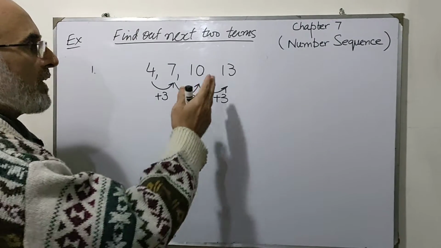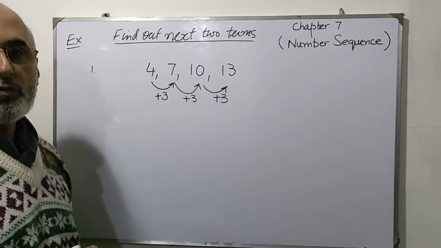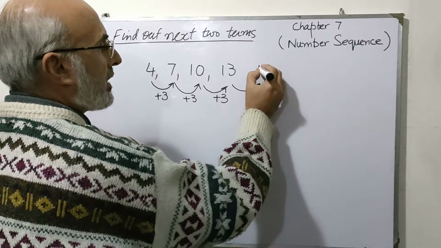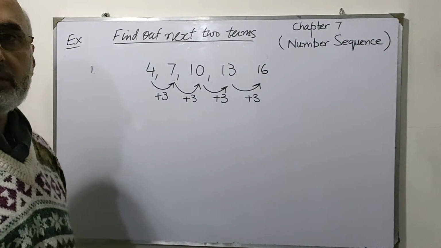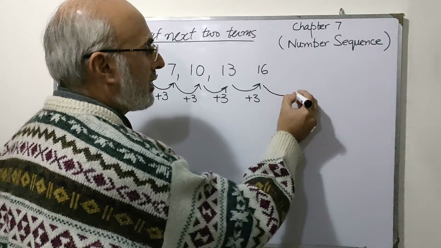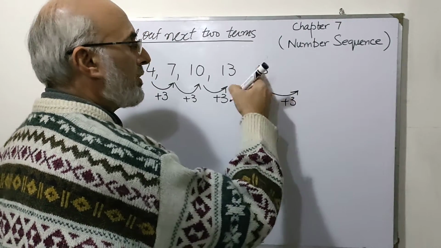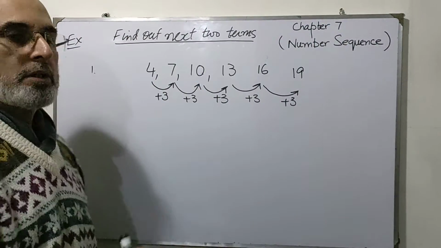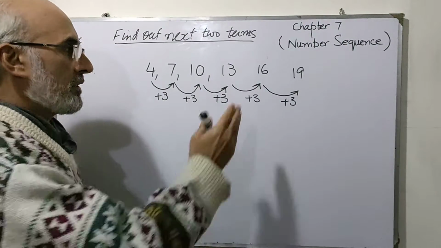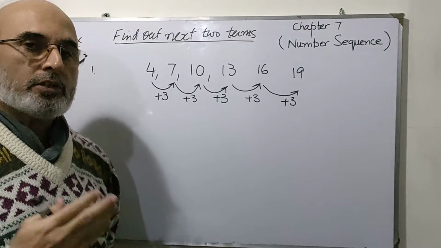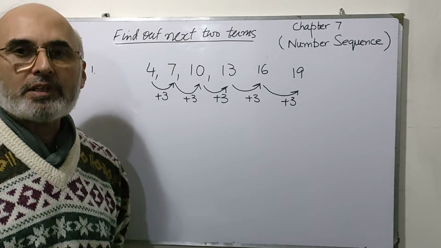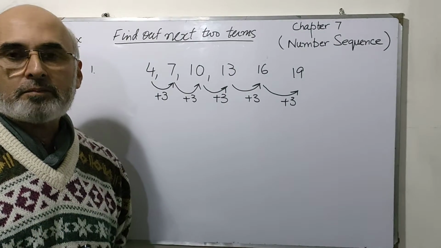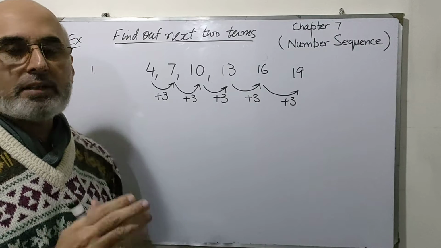the next term. So if we add 3 to the fourth term, what will we get? Plus 3. We get here 16. This is our fifth term. And if we add plus 3 to the fifth term, what do we get? 19. So we have our next two terms, 16 and 19. This is the fifth term and the sixth term. And the rule is adding 3 to the previous term to get the next term. So it was simple. So let's take another example.